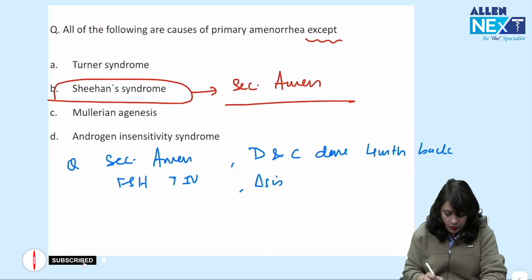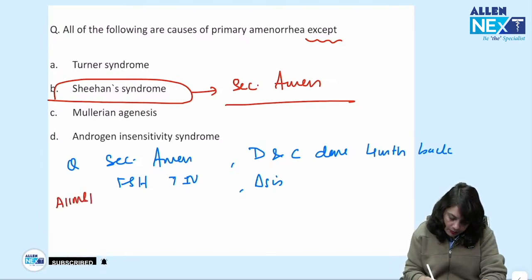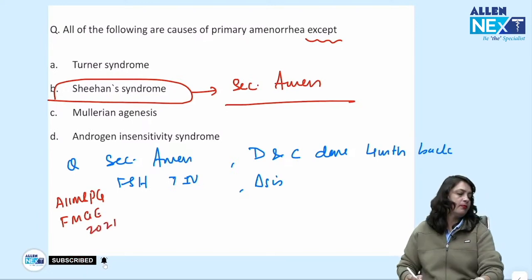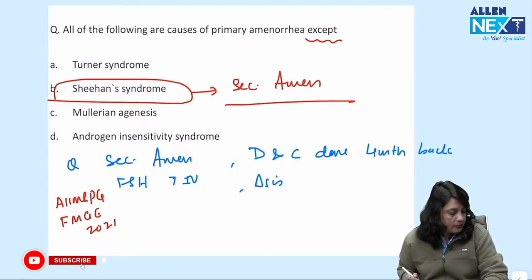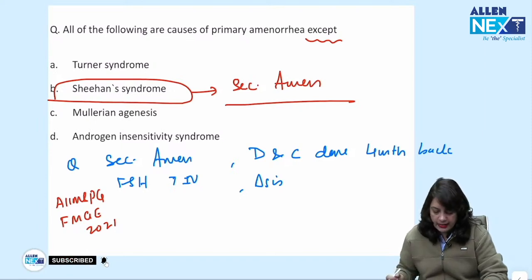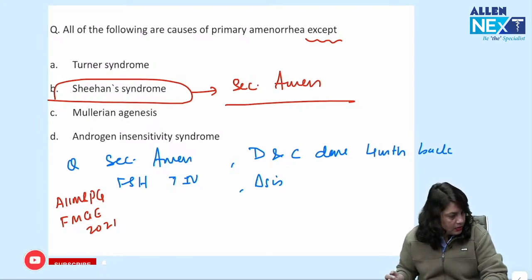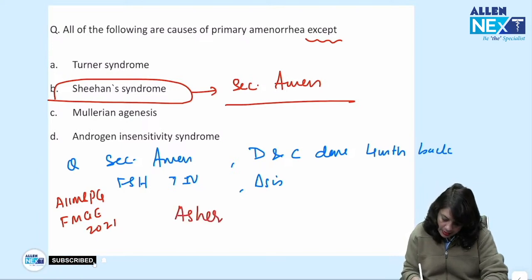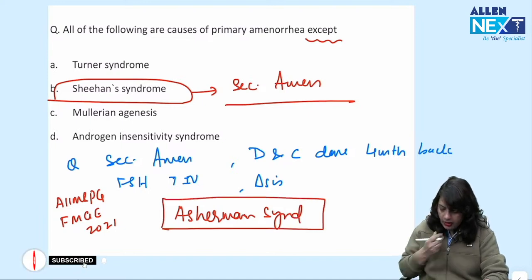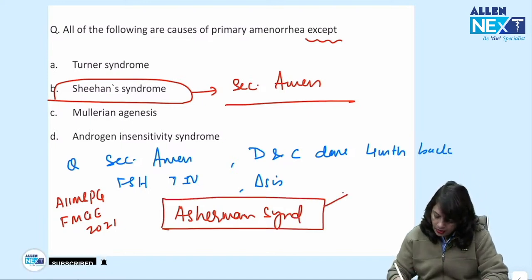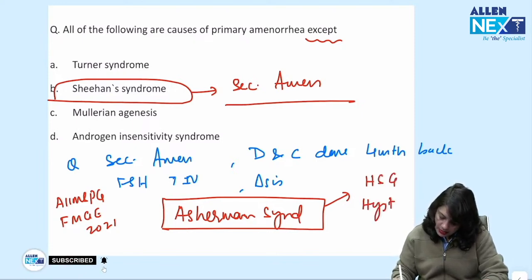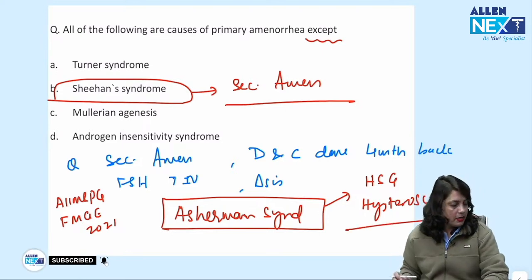This is a very, very important question. It was a question of AIIMS PG, but it has been asked in FMG exam as well. What's your answer? After a DNC, there is secondary amenorrhea. So this is, friends, Asherman syndrome, which is formation of synechiae occurring after a DNC. So Asherman syndrome, you can get HSG done, and the gold standard will be hysteroscopy, because you can treat it.